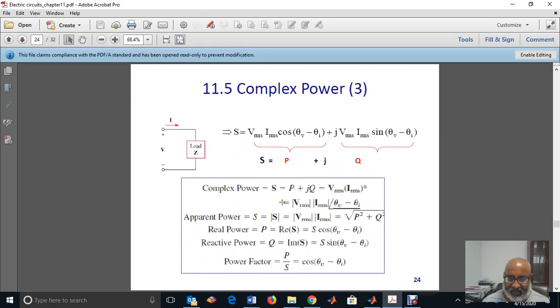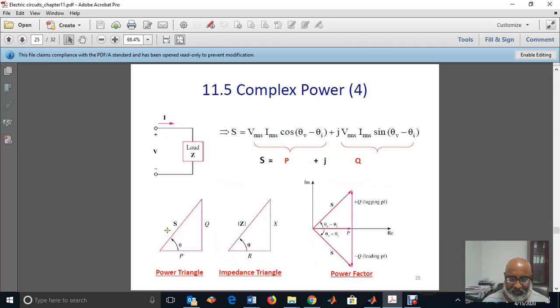If we write it again, the complex power S = P + jQ = VRMS times IRMS conjugate, which is the magnitude of VRMS times the magnitude of IRMS at an angle of theta V minus theta I. So the apparent power is the magnitude of VRMS times the magnitude of IRMS, which is the square root of P squared plus Q squared, and the real power P is the real part of S, which is the apparent power times cosine of theta V minus theta I. The reactive power is the imaginary part of S, which is the apparent power times sine of theta V minus theta I, and the power factor is P over S, cosine of theta V minus theta I.